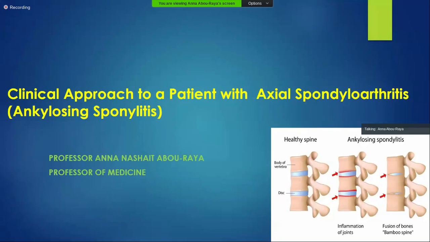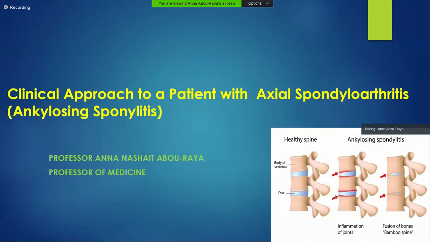You have to ask him, is the low back pain of gradual onset or of acute onset? Is it progressive? Does the pain become aggravated when you are inactive? Does it become better when you exercise? Is it associated with nocturnal pain, meaning you wake up at night near dawn and have to walk around because you are in severe pain? Is it associated with morning stiffness? And what is the duration of the morning stiffness?